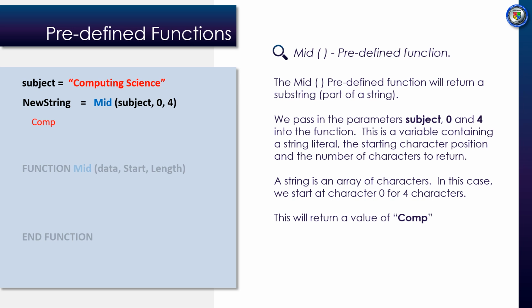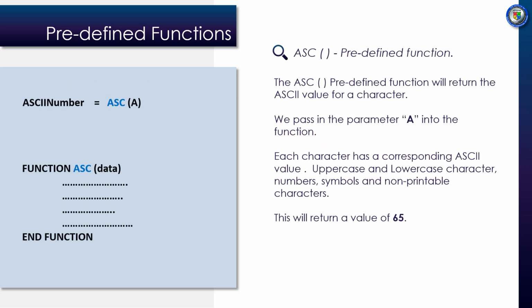As we know, a string literal is an array of characters. Those are indexed from 0 onwards. The ASC predefined function will return an ASCII value for a character. We will pass the parameter capital A into the function as an actual parameter.